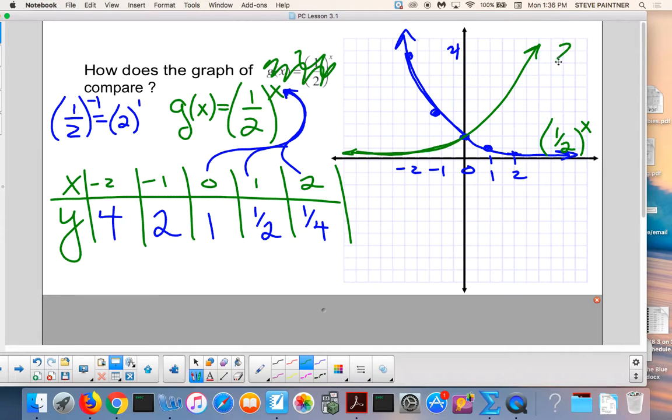This is going to be 2 to the x. So tell me this. If you take your base and you flip your base, I went from 2 to the x to 1/2 to the x. What do you notice about the graphs?